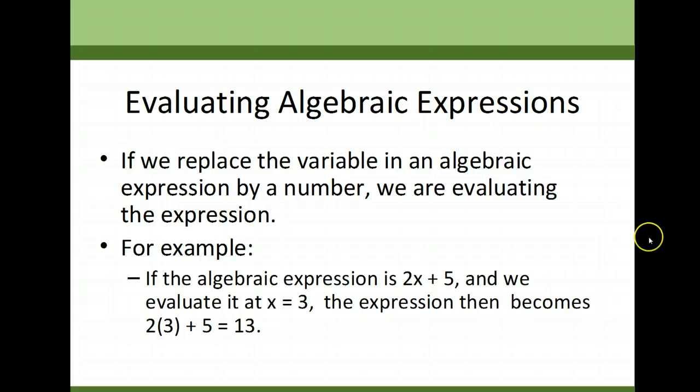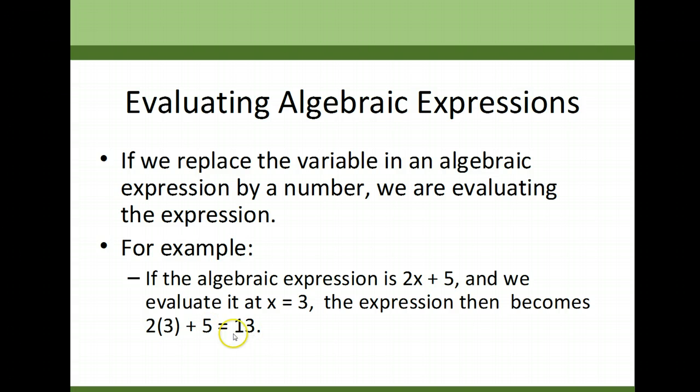We're able to evaluate an algebraic expression because we can replace the variable with some kind of a number. And when we do that, we are evaluating the expression. So for example, if we have the expression 2x plus 5, we can evaluate it when x is 3 by allowing x to equal 3 and finding the value of the expression. The expression here would be 2 times the value of x, which is 3, plus 5, following order of operations, tells me 6 plus 5, which is not 13.